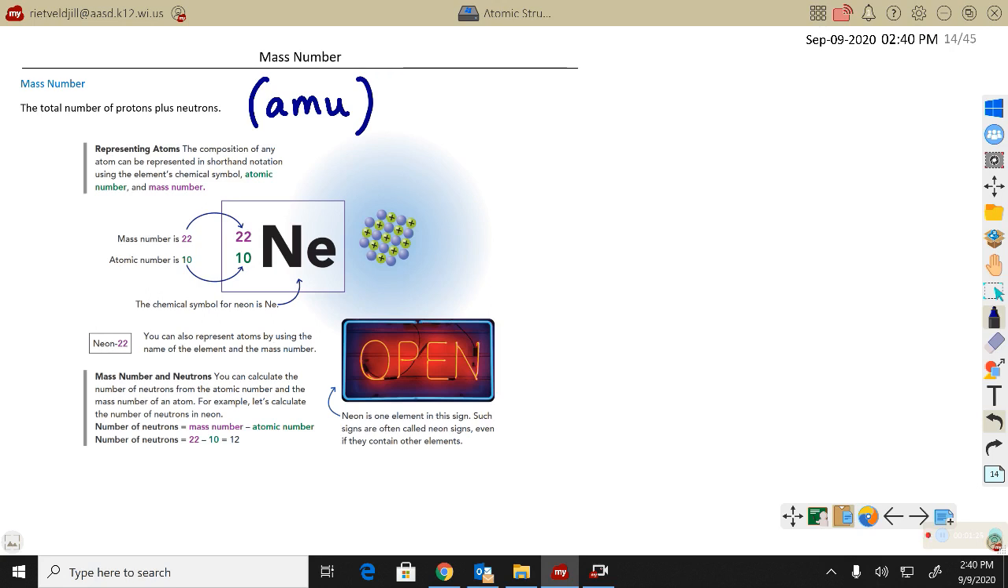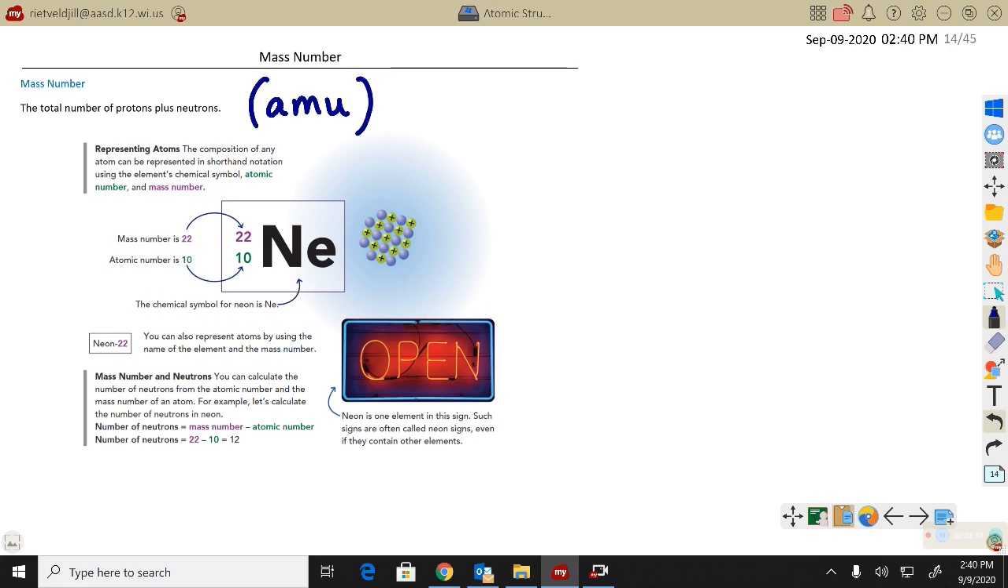Okay, so there's different ways of representing the composition of an atom. Here's one. Often we call this the nuclear symbol, which is just fine, where you'll see the symbol of the element. So here we've got neon. And then on the side, there'll be two numbers. The larger number is the mass number.